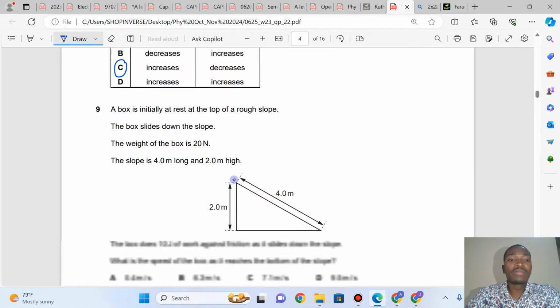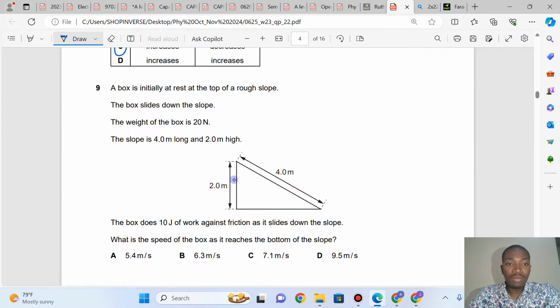Question number 9. A box initially at rest at the top of a rough slope. The box slides down the slope. The slope is 4 meters long and 2 meters high. The box does 10 joules of work against friction as it slides down the slope. What is the speed of the box as it reaches the bottom of the slope?